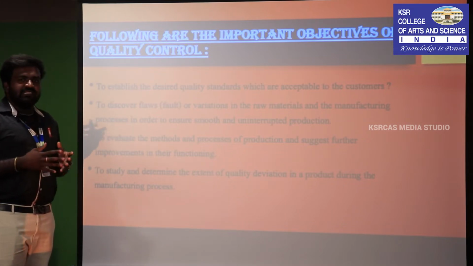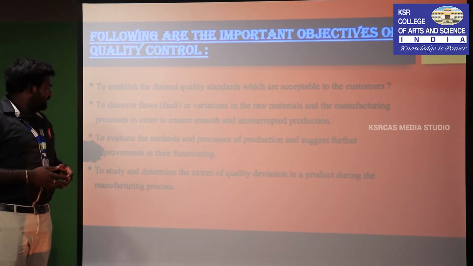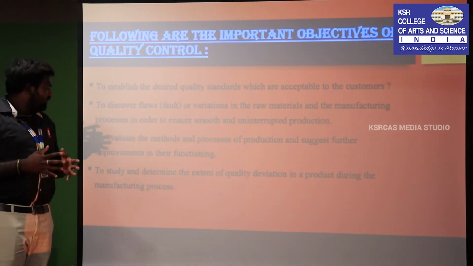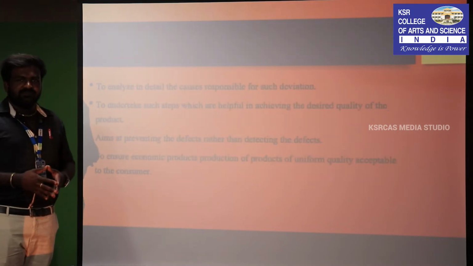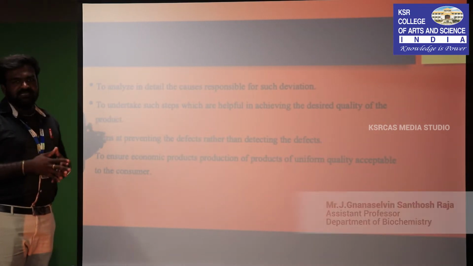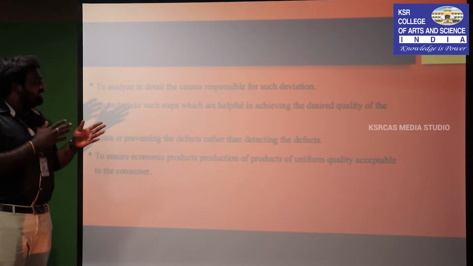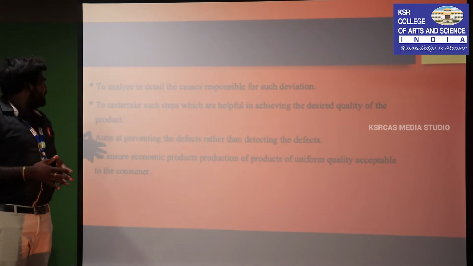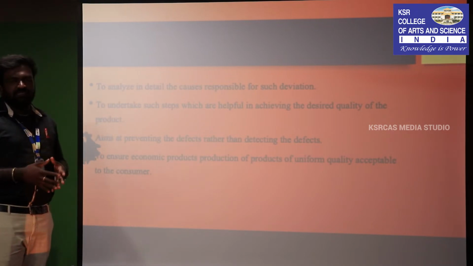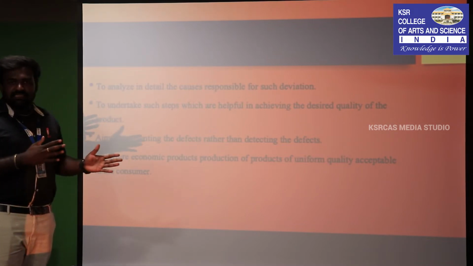Then to evaluate the methods and process for further improvements in the food functioning. Then to study and determine the extreme of quality of food and the deviation in a product during the manufacturing process. Then to analyze the detailed cause responsible for such deviations. In the previous slide we have seen the quality of the food, that means the deviation that can cause it. Then to undertake the steps which are helpful in achieving the desired quality of the product. It means the product can be designed by undertaking the steps.